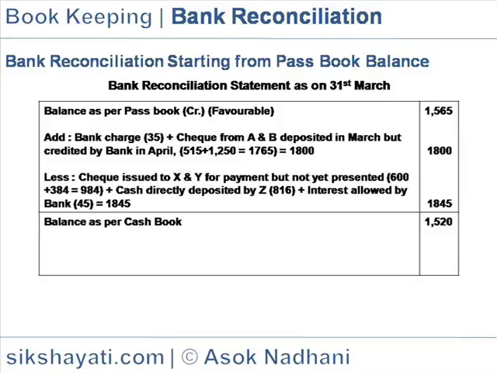Less checks issued to X and Y for payment but not yet presented, that is 600 plus 384 is equal to 984, plus amount directly deposited by Z 816, interest allowed by bank 45. So that makes a total amount of rupees 1845 to be deducted. So the balance as per cash book comes to 1565 plus 1800 minus 1845 is equal to 1520.